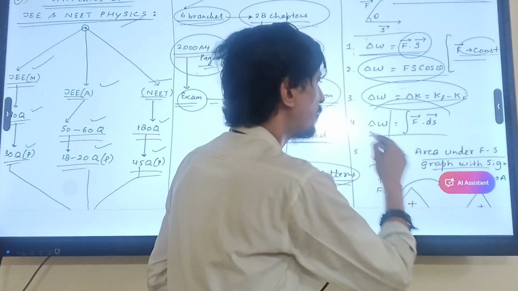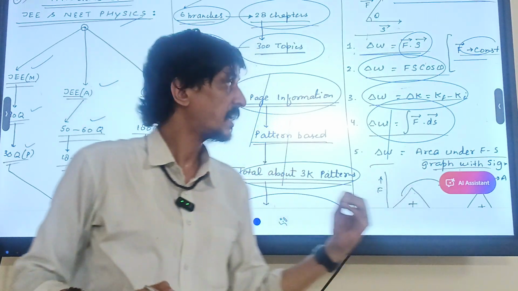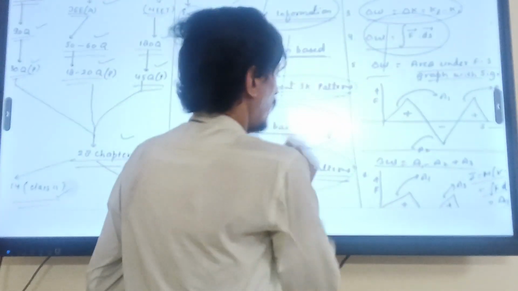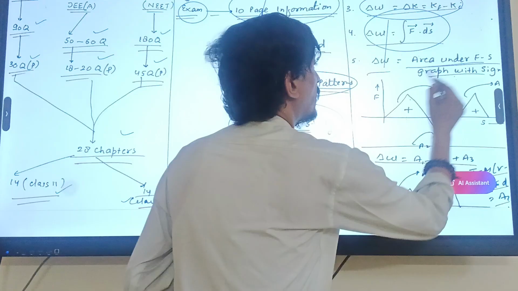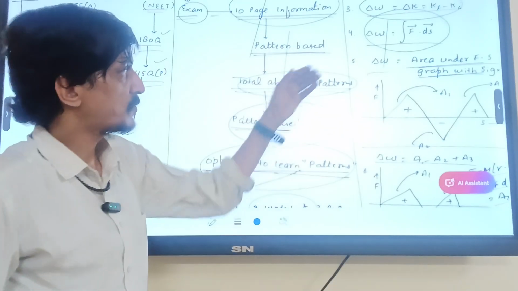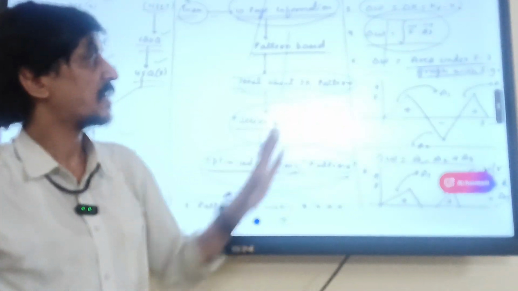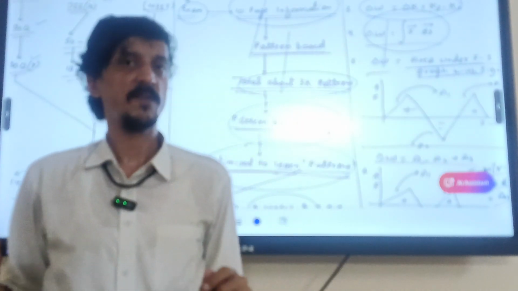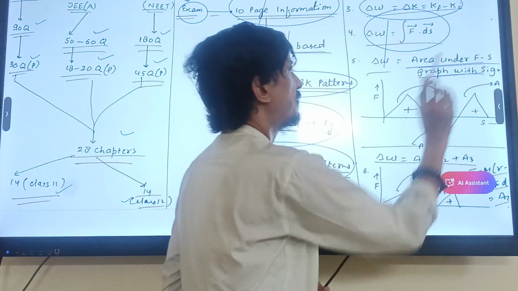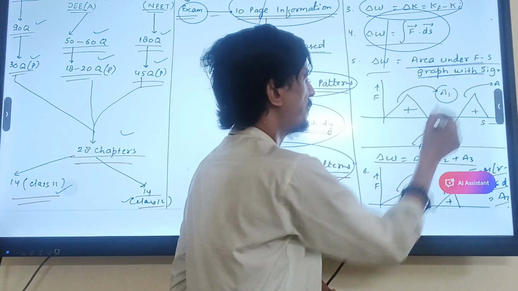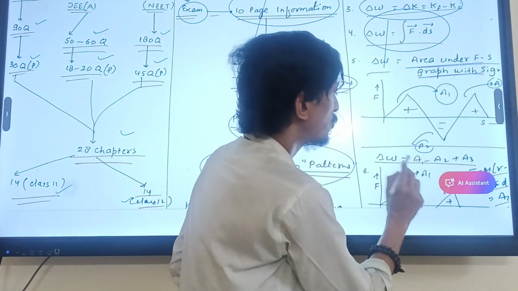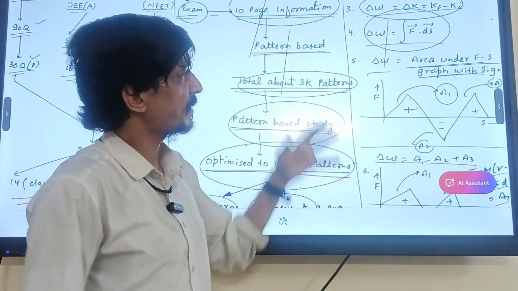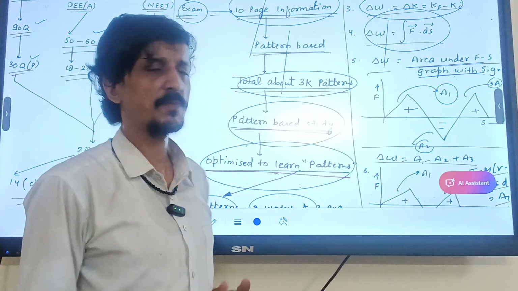Next, if force is variable, you need to integrate the expression. You need to write the work done as integration of F dot ds. Now, the fifth thing is work done is also the area under the F-s graph with sign. Now it's based on the manipulation of work done. If a force displacement graph is given, if force is positive, take area positive. If force is negative, take area negative. And work done can be calculated as area under the F-s graph with sign. So here the area is A1, here it is A2, here it is A3. So we write A1 minus A2 plus A3. This is another application: how to calculate the work done from the graph.